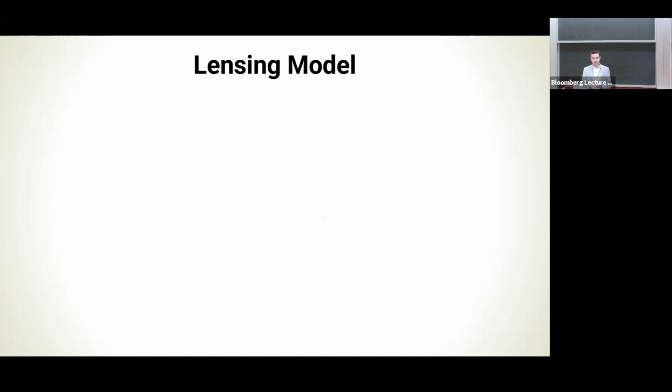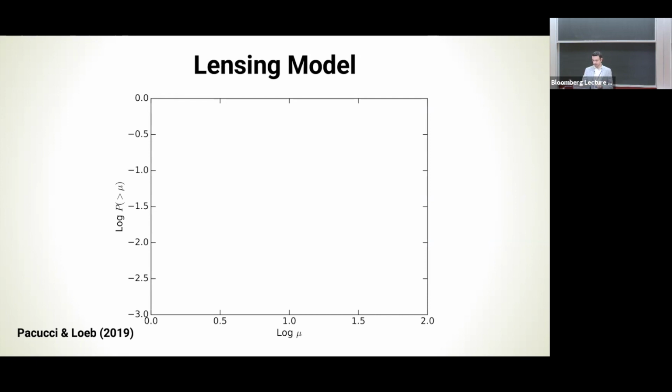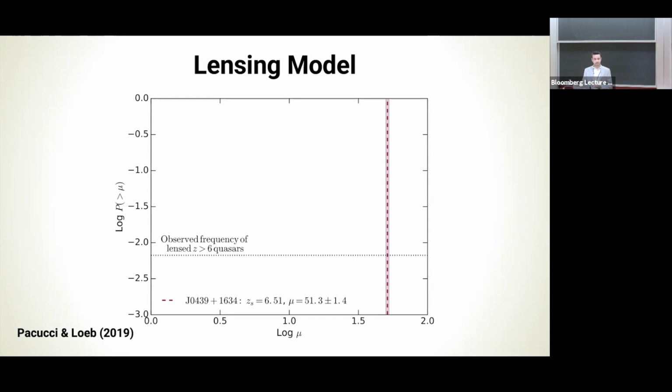Building on this lucky chance of having a quasar that is so intensely magnified, we built a lensing model to compute probabilities of magnification, to ask how likely it is that it was so magnified. I will be describing this plot little by little. On the horizontal axis, there is the log of the magnification factor. On the vertical axis, there is the probability of obtaining a magnification factor higher than a certain value on the x-axis. This is the magnification of our source, 51.3, and this is the frequentist probability of finding a quasar at redshift higher than 6 that is lensed.